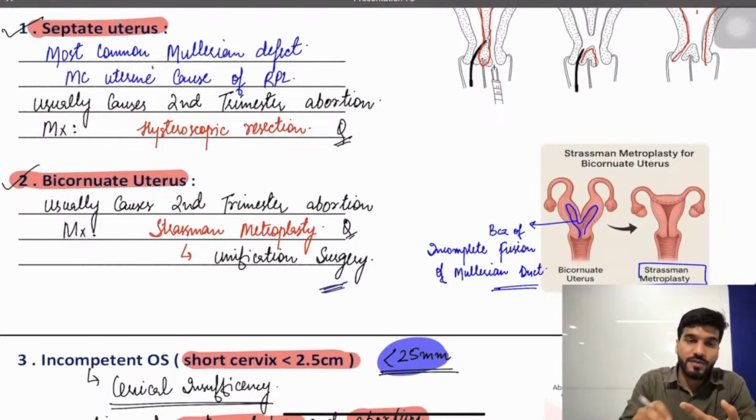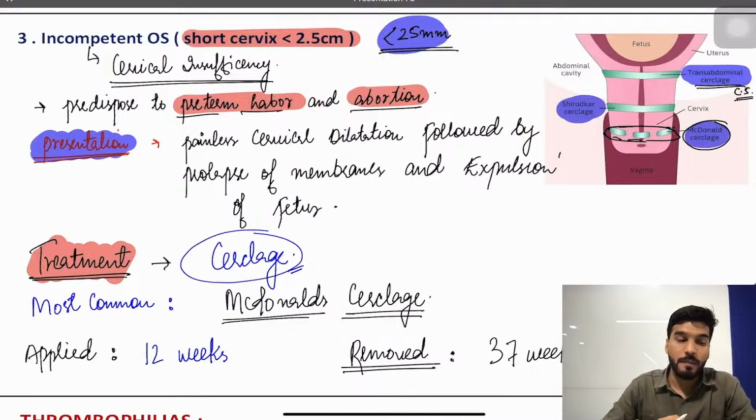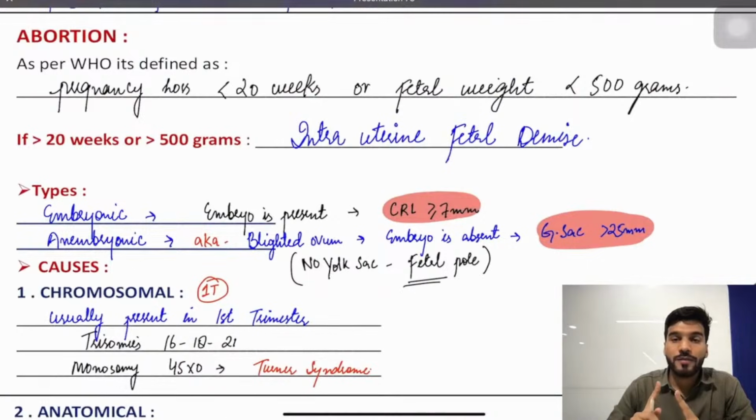Strassman metroplasty is a unification surgery, and for incompetent cervix you already know cerclage. Okay, remember about the causes. In the first trimester usually we have chromosomal, second anatomical, third it can be any.